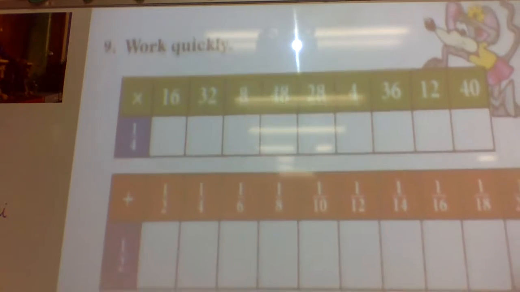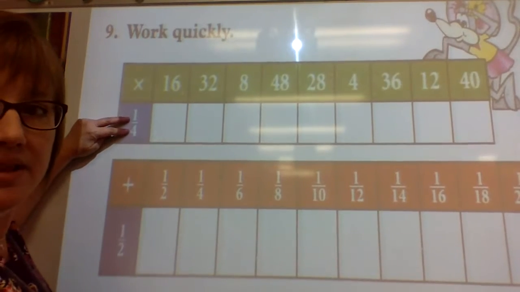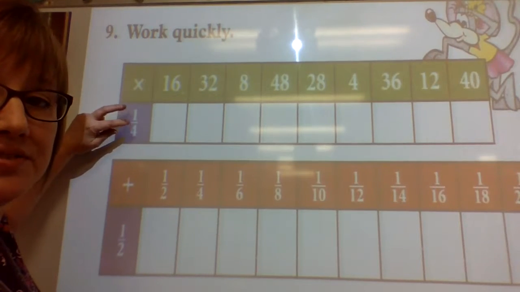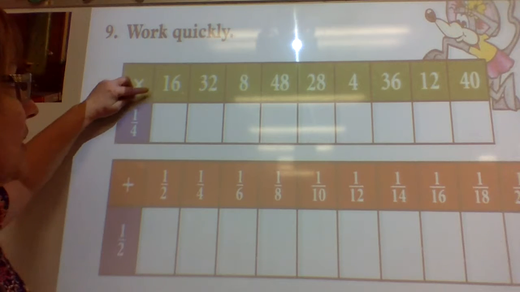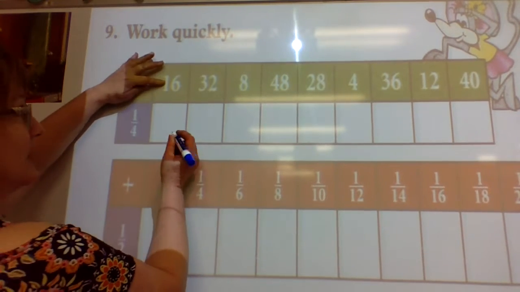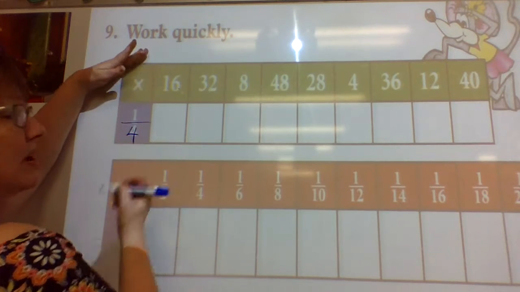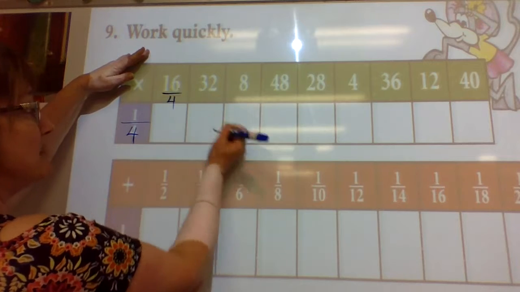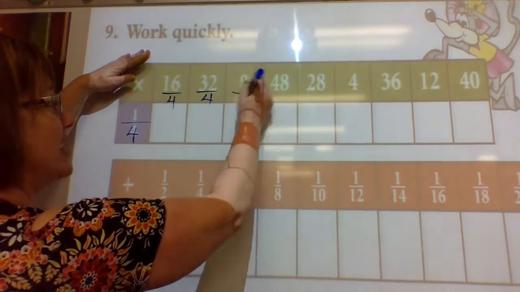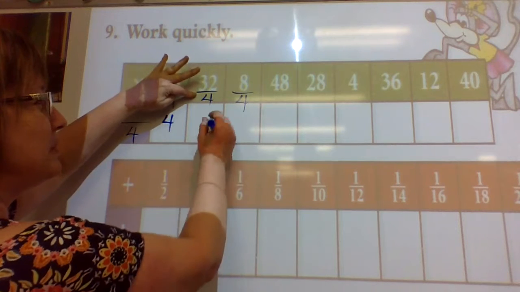And then when it says work quickly, that means there must be something really easy with this. Remember what I said? A fraction is a division problem. So you just put 1 times 16 is 16 divided by 4. All you do is put the 16 in the place of the 1, because this is divided by 4. So it's 16 divided by 4, 32 divided by 4, 8 divided by 4. 16 divided by 4 is 4. 32 divided by 4 is 8.